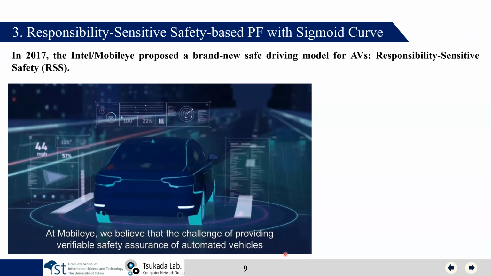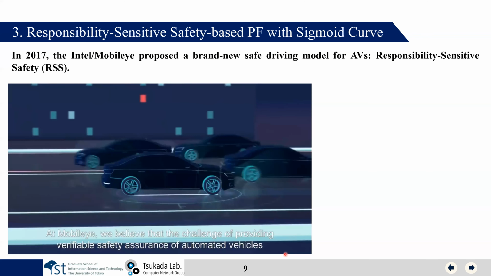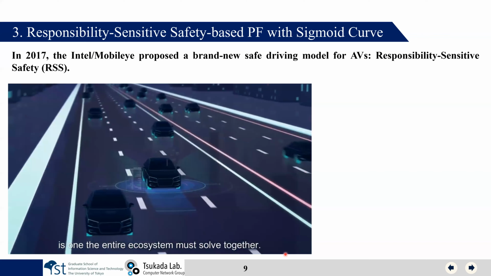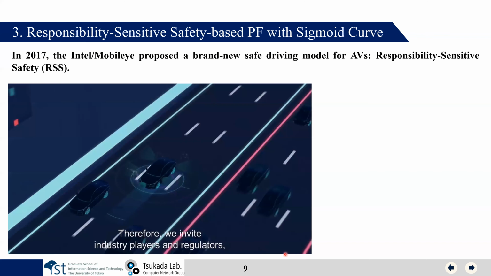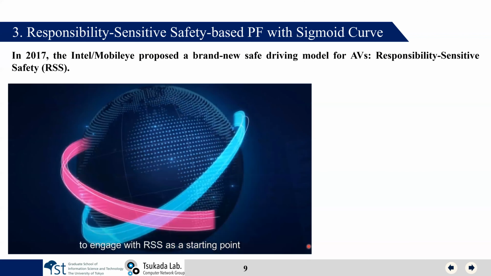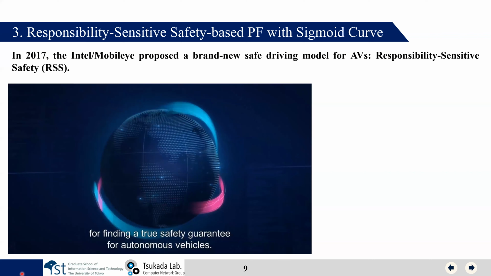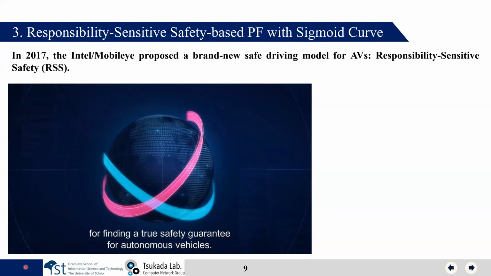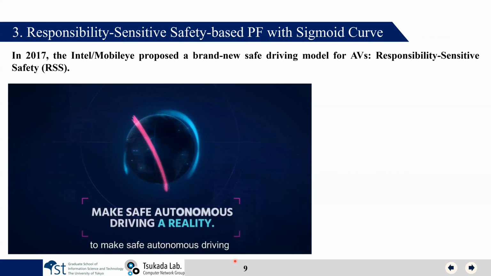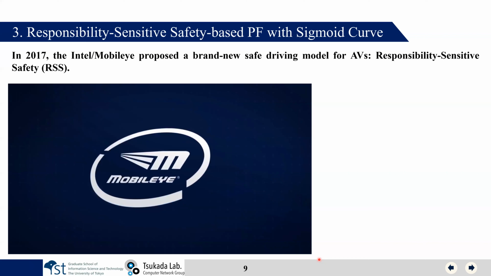At Mobileye, we believe that the challenge of providing verifiable safety assurance of automated vehicles is one the entire ecosystem must solve together. Therefore, we invite industry players and regulators to engage with RSS as a starting point for finding a true safety guarantee for autonomous vehicles. Join us in our journey to make safe autonomous driving a reality. Mobileye.